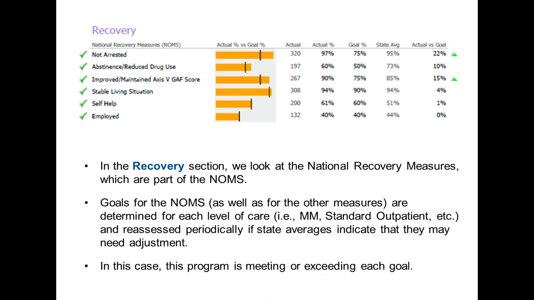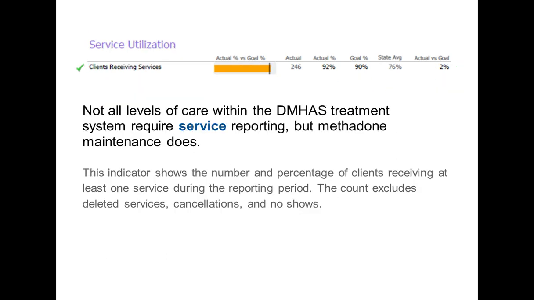We have a recovery section of outcome measures, and these use the National Outcome Measures, national recovery measures. So we're looking at arrests, abstinence or reduction in drug use, improved or maintained GAF score, living situation, usage of self-help programs, and employment status. We set goals for each of these outcome measures by each level of care and reassess them periodically. And as you can see in the fourth column of numbers, we provide the state average. The state average can help us see if a goal needs adjustment in later reporting periods. Looking at this particular program, it's meeting or exceeding each goal, and the green up arrows show the goals where it's doing really well.